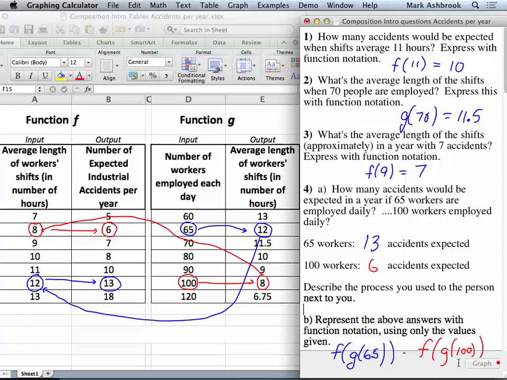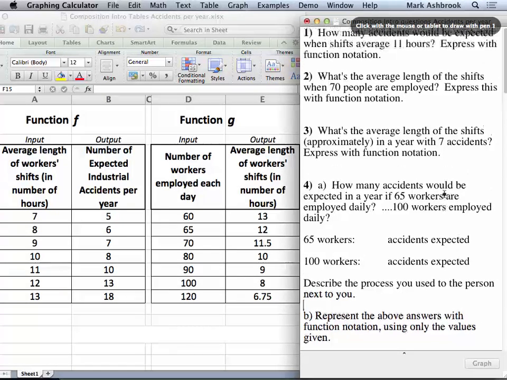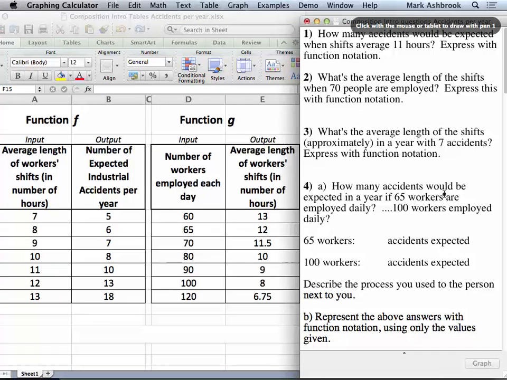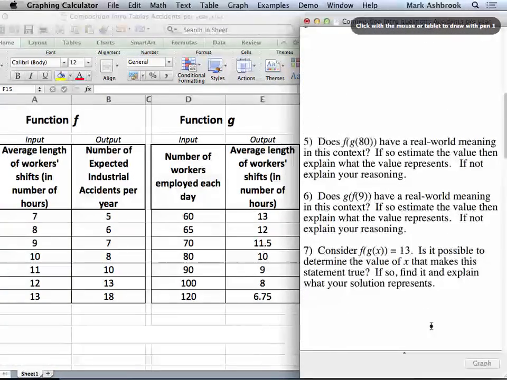All right, so this is called composition of functions. Composition of functions is where you string two processes together. Here we're doing the process of G, and we take the output of G, and we make it the input of f, and we get the final output. So it's a two-step process. So look at number 6.